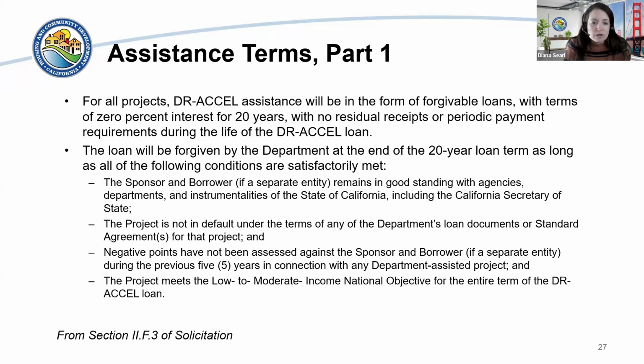The sponsor and borrower, if a separate entity, remain in good standing with agencies, departments, and instrumentalities of the state of California. The project is not in default under any of the terms of the department's loan documents or standard agreements for the project. Negative points have not been assessed against the sponsor and borrower, again, if a separate entity, during the previous 5 years in connection with any department-assisted project. And the project meets the low to moderate income national objective for the entire term of the DRSL loan.